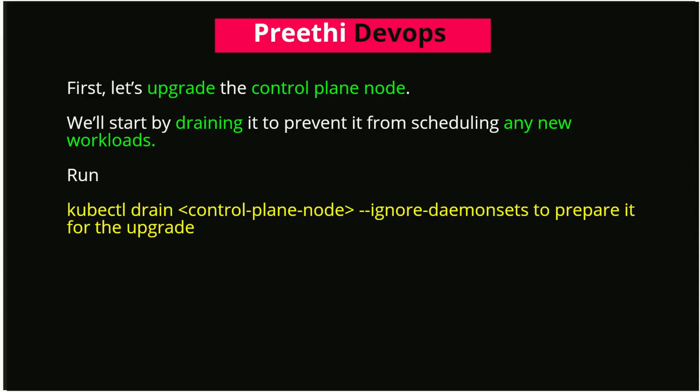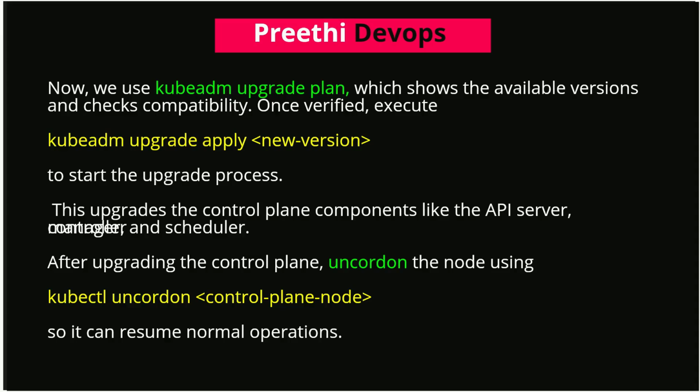First, let's upgrade the control plane node. We'll start by draining it to prevent it from scheduling any new workloads. Run kubectl drain <control-plane-node> --ignore-daemonsets to prepare it for the upgrade.